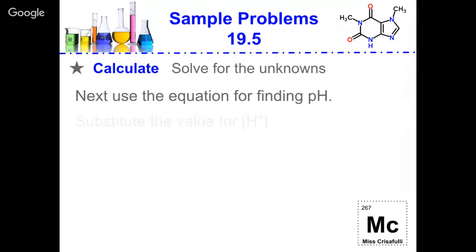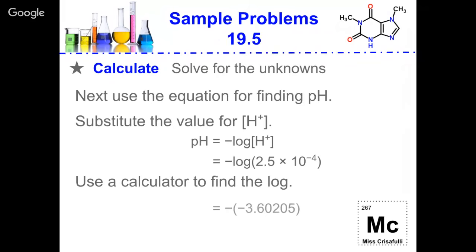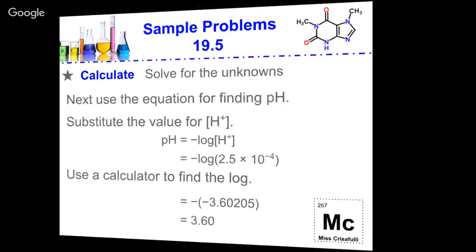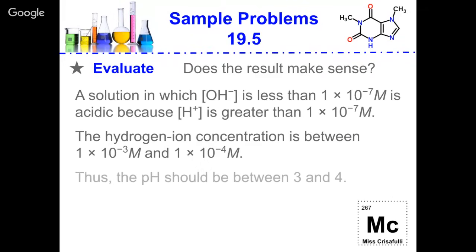Then what we're going to do is find pH. So to substitute for pH, we're going to do negative log of our H plus that we just found. That's going to be negative log of 2.5 times 10 to the minus 4th. And we're going to solve for that and get a pH of 3.60. Remember, our OH minus concentration that we were given had 2 sig figs in it, so that means our pH needs to have 2 decimal places in it. And let's evaluate to make sure it makes sense, and it does.